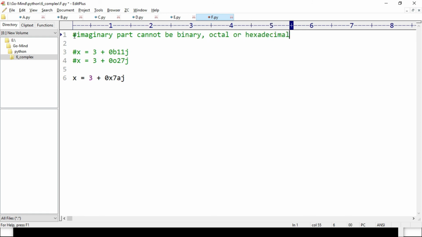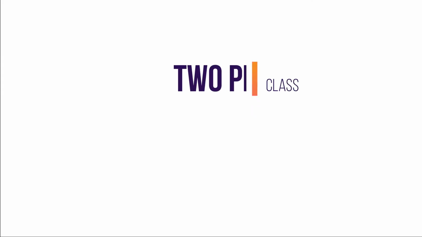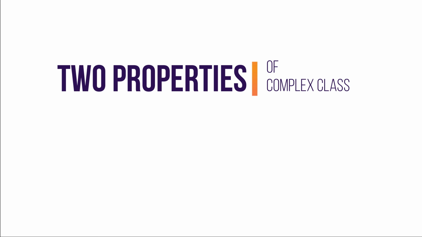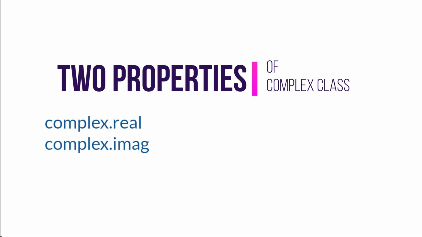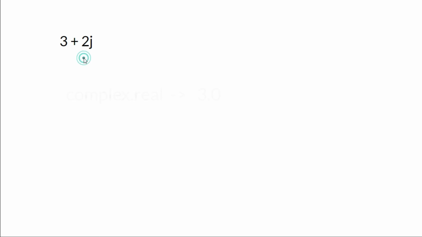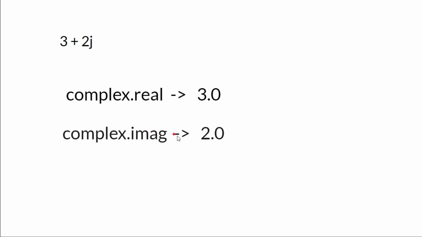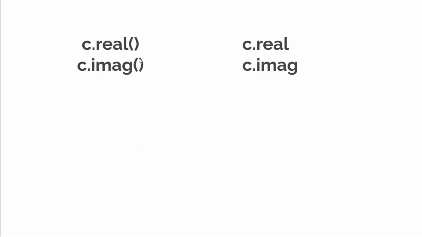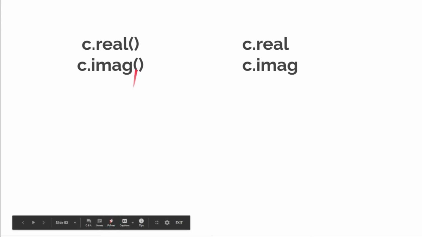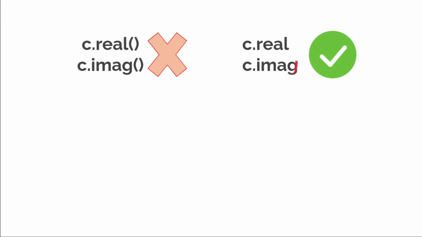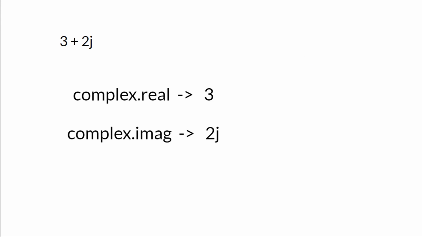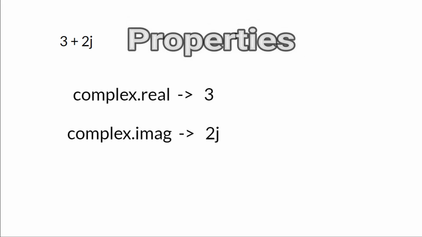integers. Okay, now there are two properties of complex class. These are real and imag. The real part of a complex number can be returned by a real property and the imaginary part can be returned by imag property. Notice this is not imaginary, this is just imag. Okay, and I'm not saying these two as functions or methods because we call functions by using parentheses and we cannot use parentheses with these. Okay, so these are not functions or methods, these are the properties of complex class.